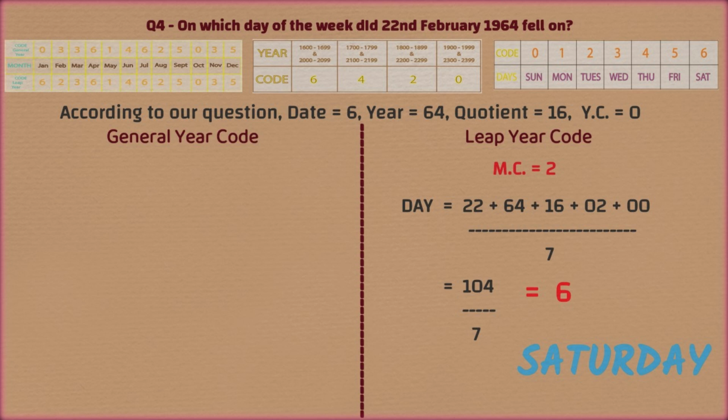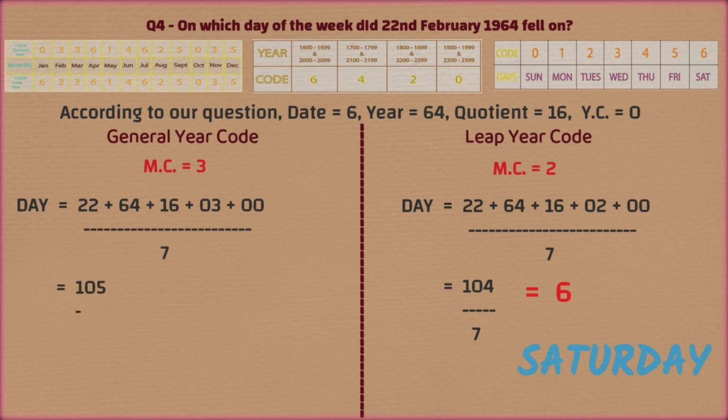Now let's take a look at the general year coding method. Here, date, year and quotient will be the same, that is 22, 64 and 16 respectively. But the month code for February in the general year coding system will be 3 here. And finally the year code will be 0 again. So this time when we sum up the numerator, we get a total of 105 upon 7. And thus this time we get the remainder as 0.